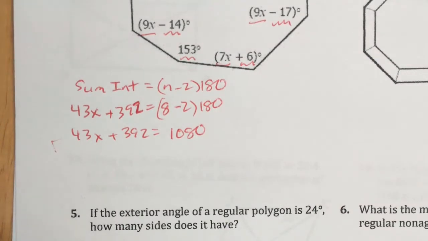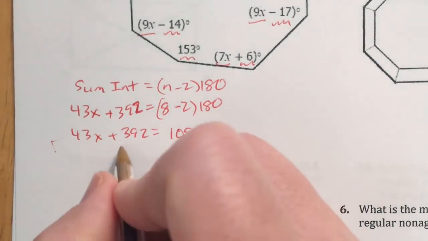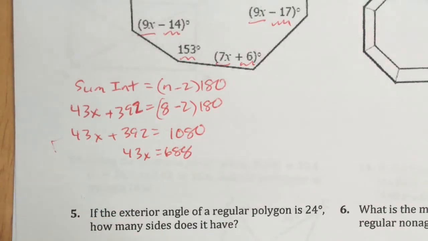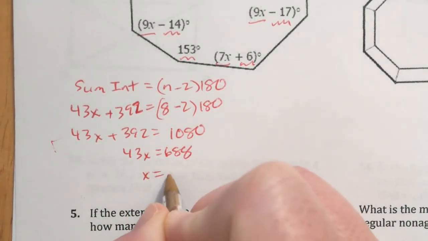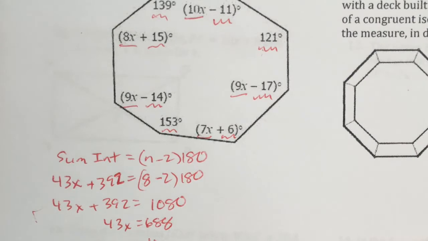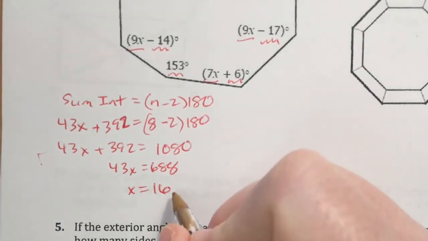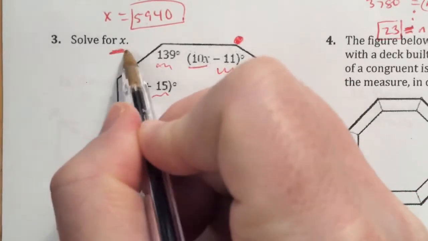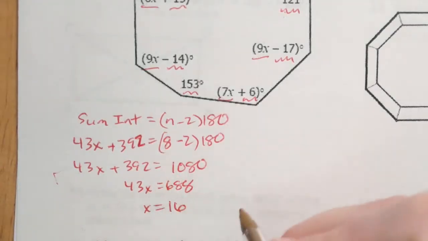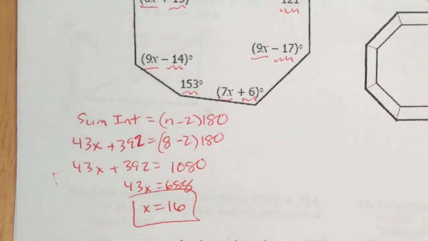You're going to subtract 392 from both sides. You get 43x is equal to 688. Divide by 43, and x is equal to 16. And then you would plug it in just to double check that you didn't get any negative numbers, but I'm just going to tell you that that's good to go. Make sure you answered their question. If you see angles A, B, C, D, or anything like that, make sure you read that. So they did want x, and x was 16. So that was your answer.